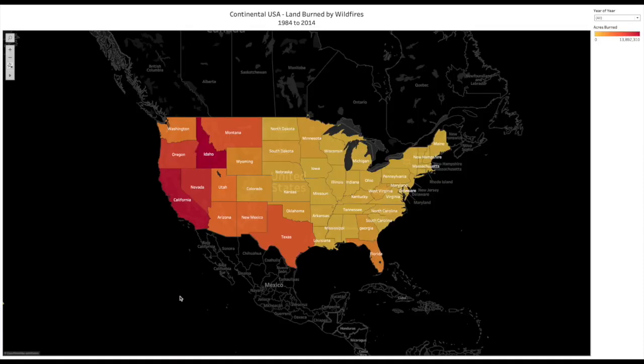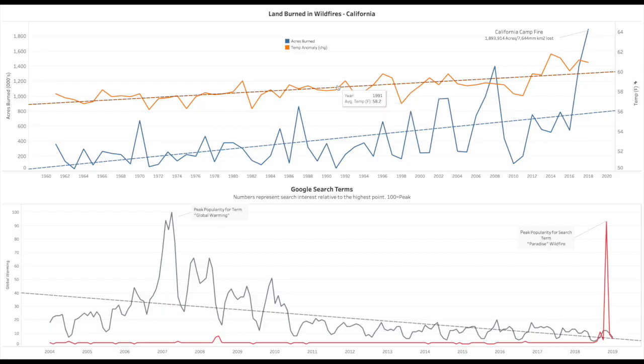This is one of my favorite maps. It showcases the land burned by wildfires in the continental United States. The color represents the amount of acreage burned. And it showcases the data individually by year from 1984 to 2014. But what we see based on the deepest color red is that Idaho and California have been hit the hardest by wildfires. In California, there's a strong relationship between temperature change, particularly in the summer months, and land acreage burned.